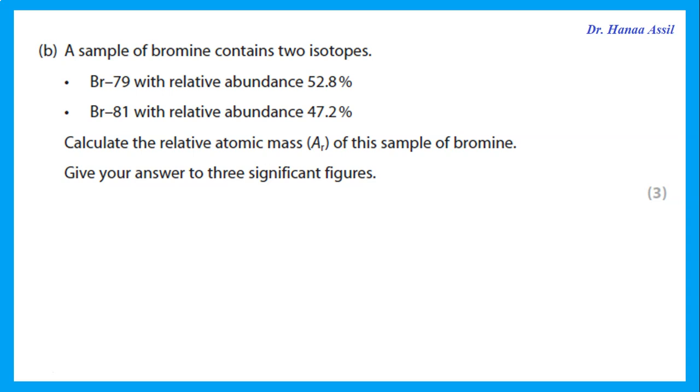A sample of bromine contains two isotopes, one that has mass number 79 with a relative abundance of 52.8%. The other one has a mass number of 81. Its relative abundance is 47.2%. Calculate the relative atomic mass. How do we calculate the relative atomic mass? It is mass number of the first one times its abundance, plus mass number of the second one times its abundance. The total of the abundance is 100, so you divide by 100. This gives me a number.